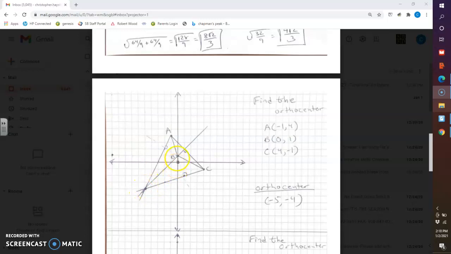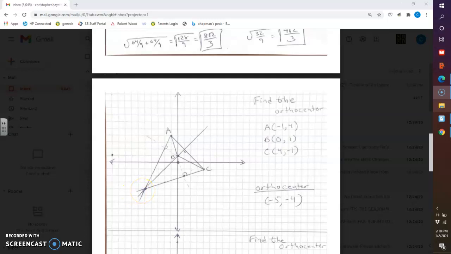And then finally, from vertex B, I'm going up 1, 2, 3, 4, 5, left 1, 2, 3, 4, 5. So my slope is a negative 1. So I need a positive slope of positive 1, my opposite reciprocal, from B. Up 1 over 1, and now I'm going down 1, left 1, repeating, and I draw my line in. My orthocenter is negative 5, negative 4.